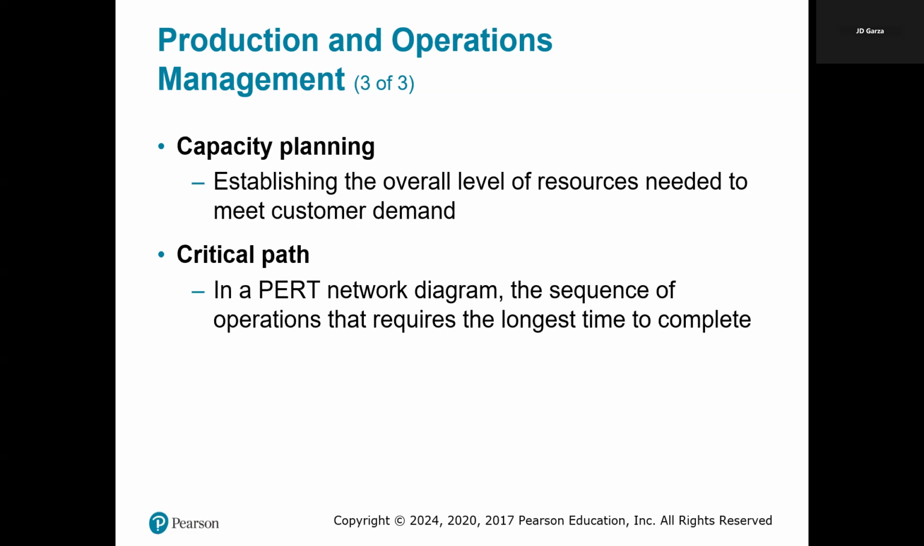So these two vital components of production and operations management, capacity planning and critical path, are very, very vital here. Now, these elements play a crucial role in meeting customer demand and ensuring the timely completion of projects. Effective management of both of these can streamline production processes, reduce costs, and even enhance efficiency.